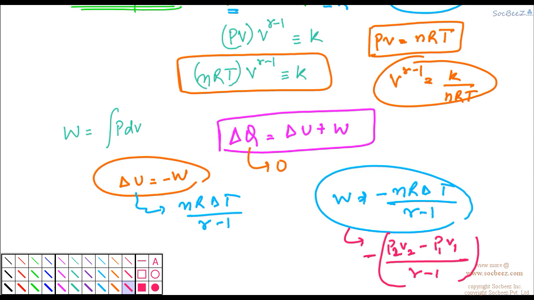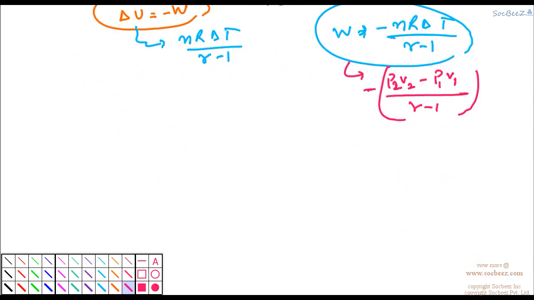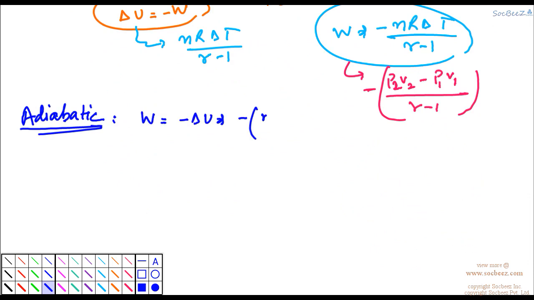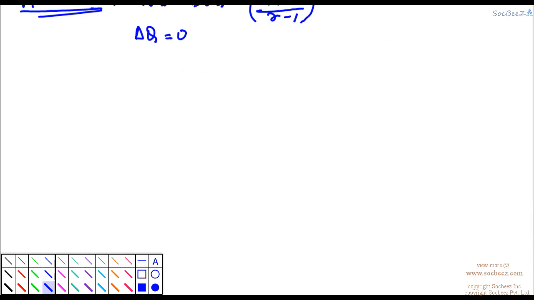So rather than finding it by the complex PV integration, we can directly use the first law of thermodynamics to say that for the adiabatic process, we have work as the negative of delta U, which is minus of nR delta T upon gamma minus 1, and the delta Q is 0, right? So this was a simple derivation.